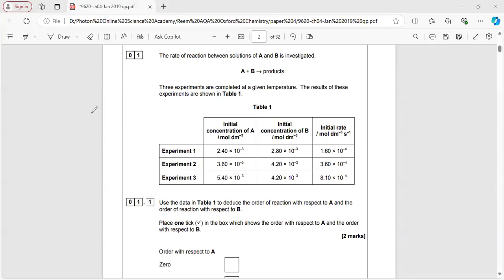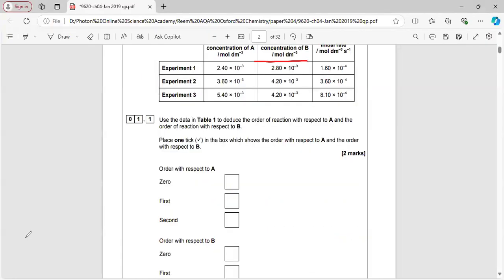Today we are going to discuss one of the challenging past paper questions. The question is in front of you. The rate of reaction between solution A and B is investigated. The data is given here, and we have to find the order of reaction. This is a 2 marks question, but it's a bit challenging.